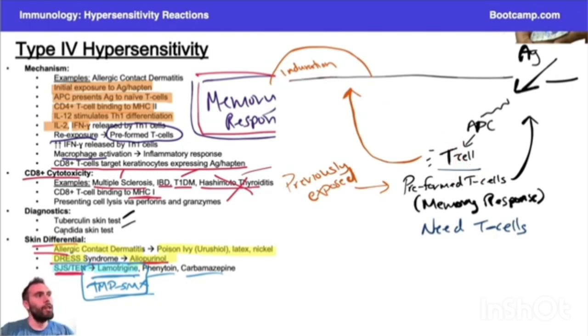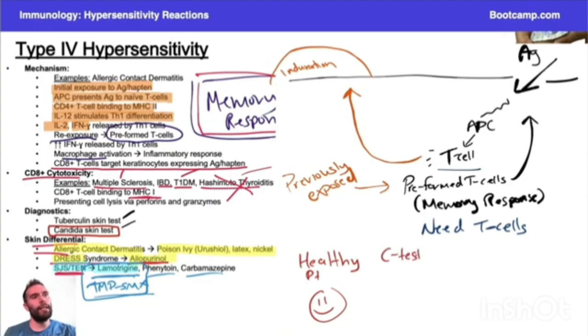So let's just go through this. The first thing, I'm going to start here with the Candida skin test. If I gave a patient a Candida skin test, what would I expect to happen? So let's just say that here's a healthy patient. We'll just draw a smiley face here. So this patient's healthy. If I did the Candida skin test on them, I'm going to put C test here for Candida skin test. What would I expect to happen in a healthy patient? Would you expect to get an induration of some size? The answer to that is yes. You would expect there to be an induration because the patient should have been exposed to Candida. That's number one. They should have been exposed.